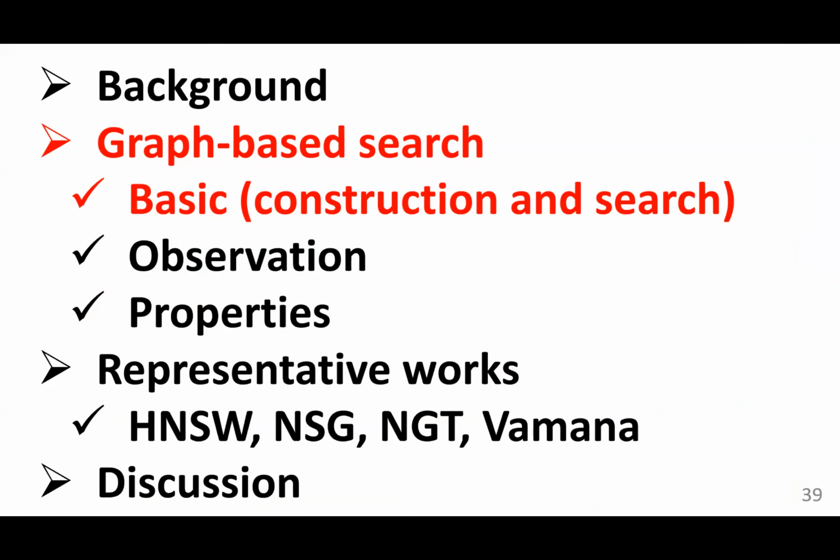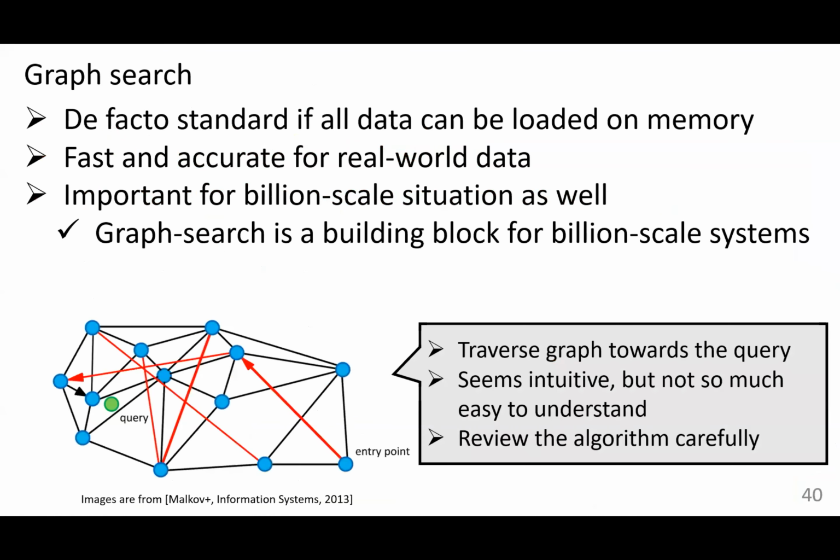Okay, so the background is finished. Let's move to graph-based search. I first need to introduce how to construct a graph and how to do search. Graph-based search is a de facto standard algorithm if all data can be loaded into memory. It's fast and accurate for real-world data. And it is important for billion-scale situations as well, because graph-based search is a building block of billion-scale systems.